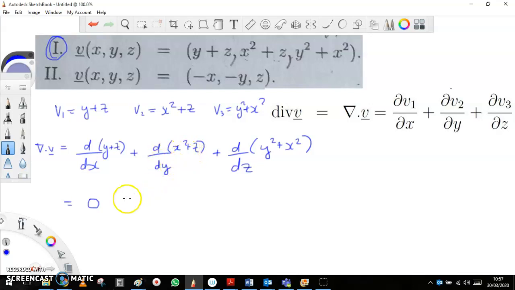Differentiating with respect to y, they also come to 0. And likewise, at the last bit here, there's no z included in here. We treat these as constant because we're differentiating, in this case, with respect to z. So these two go to 0. So our answer there for part 1, the div comes to 0.